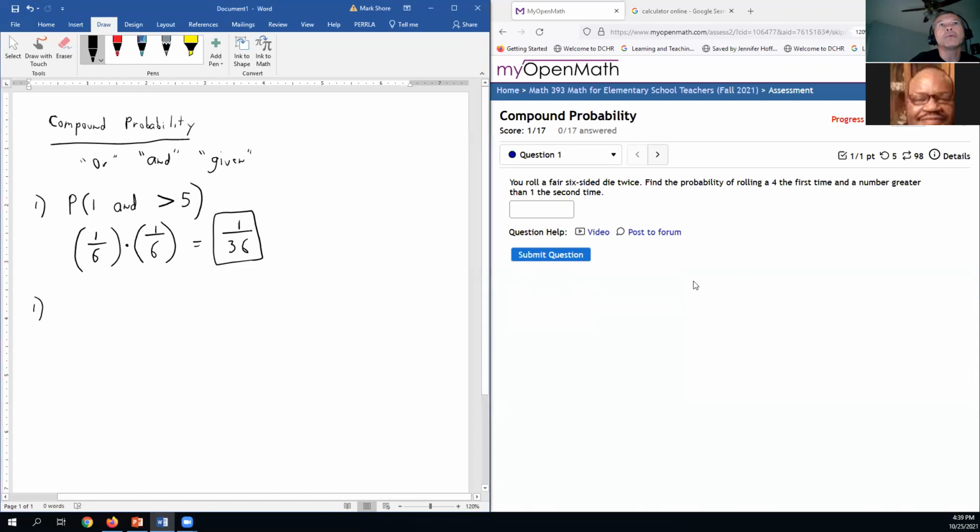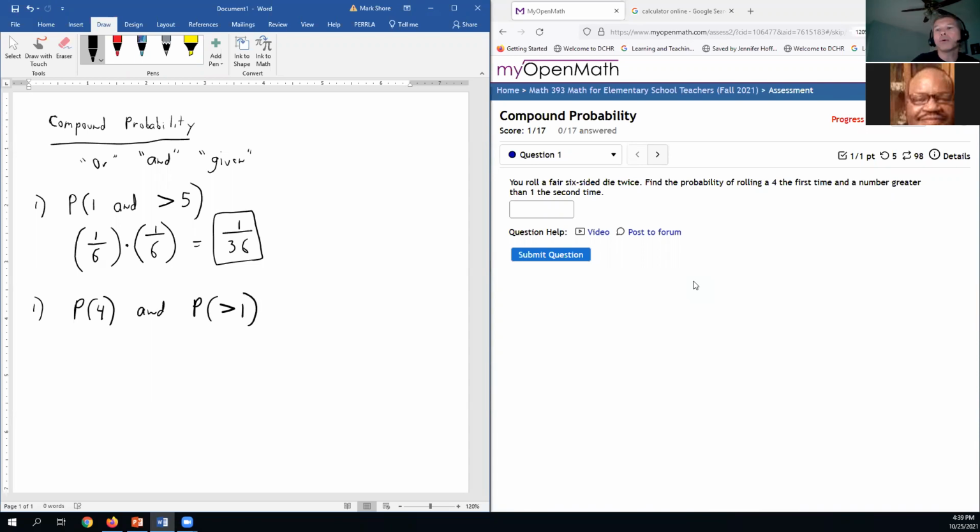It says you roll a fair six-sided die twice. Find the probability of rolling a 4, and a number greater than 1 the second time. So some number greater than 1.